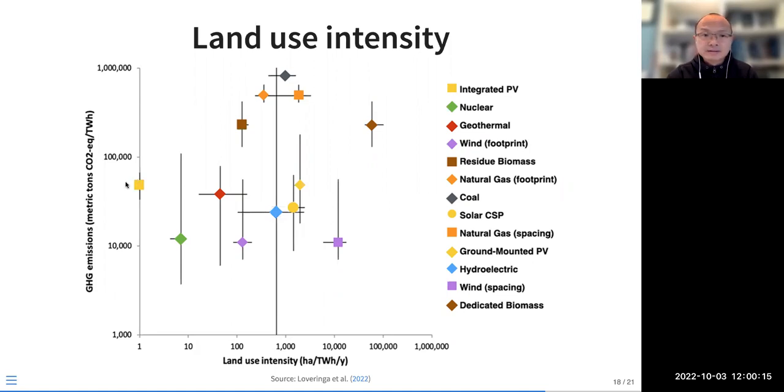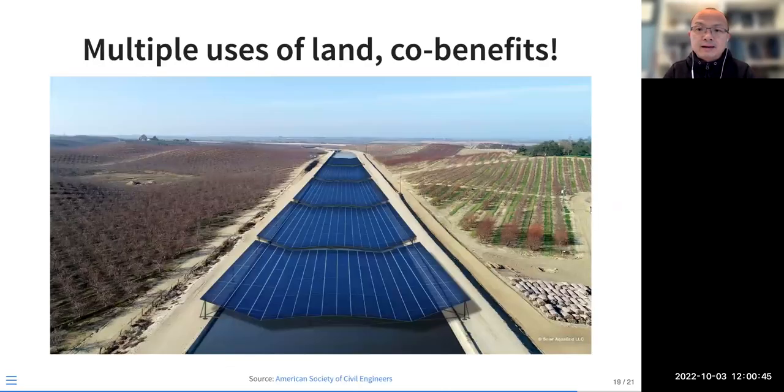Integrated PV, because it's integrated into the building, doesn't take extra land, but solar PV, solar CSP, it's still the ground-mounted PV that still takes land. The land use impact you would need, but that land can have multiple usage. I will explain that later. It's the concept of co-benefits.